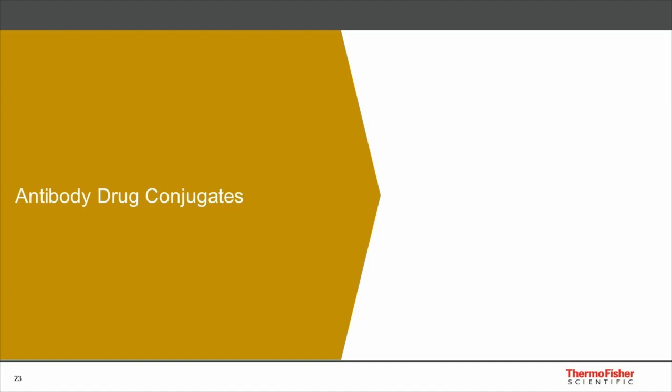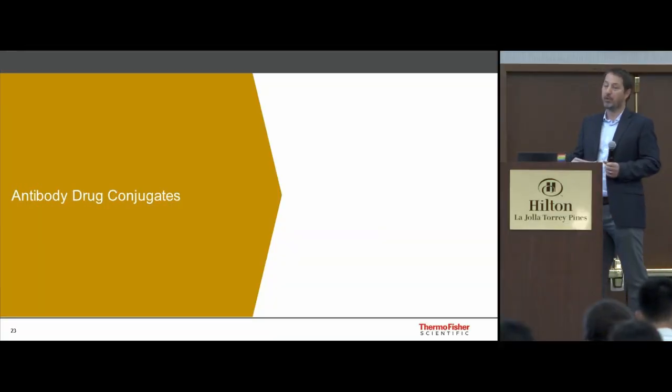So now, Aaron already talked a lot about ADCs, and I'm going to show you why ETD could be useful in some cases when you do antibody-drug conjugates.